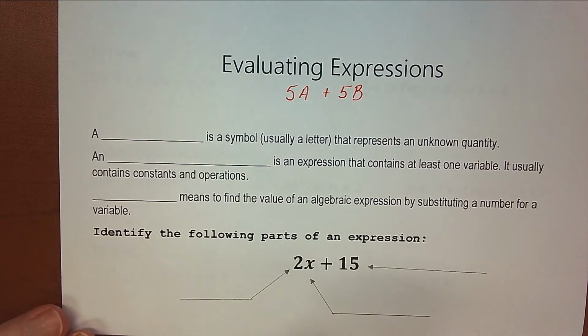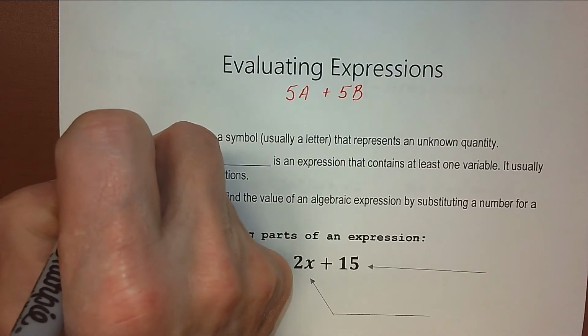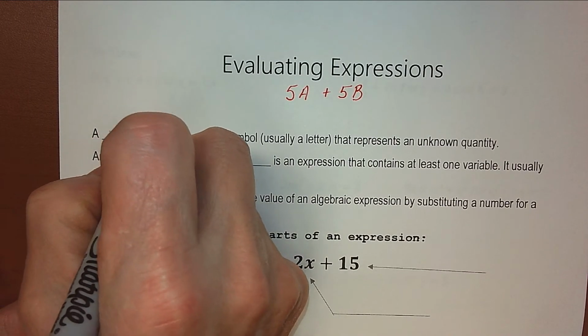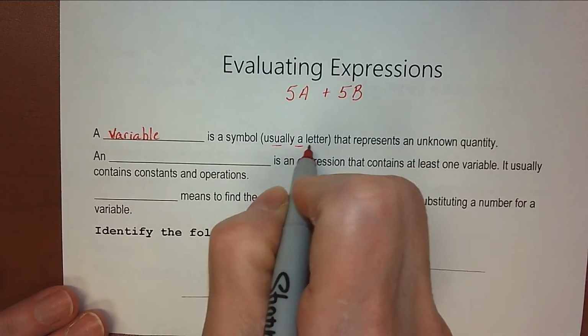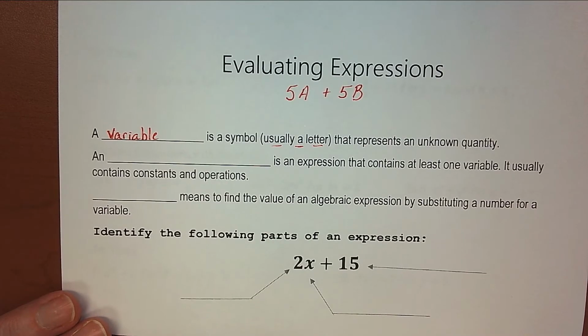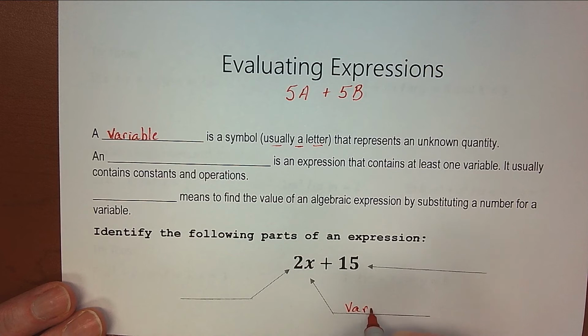All right, so let's first of all talk about what an expression is. So first of all, a variable is a symbol, which is usually a letter, that represents an unknown quantity. So that's our variable. And right down here you can see x is our variable. That stands in for a number that we don't know, a value that we don't know.